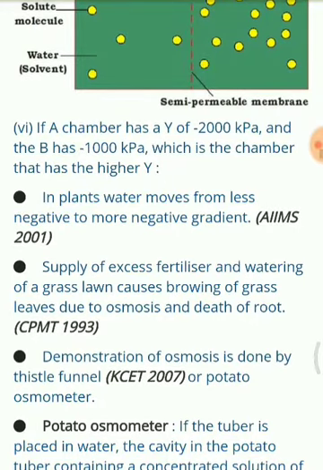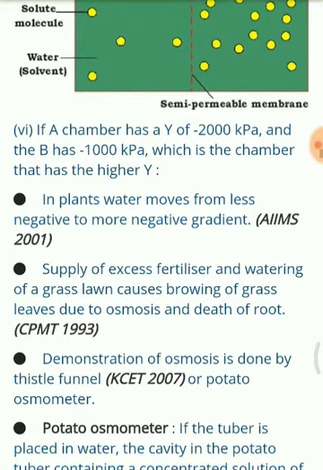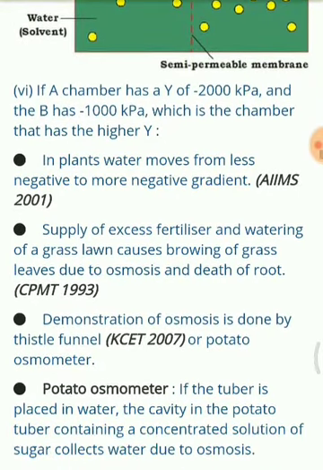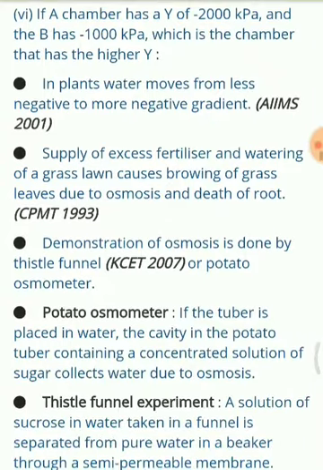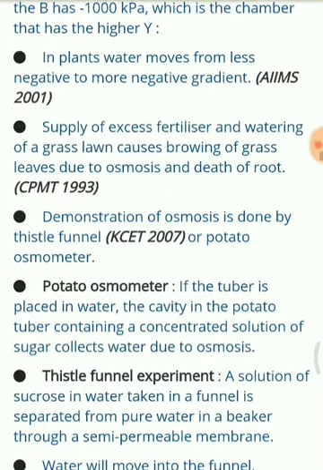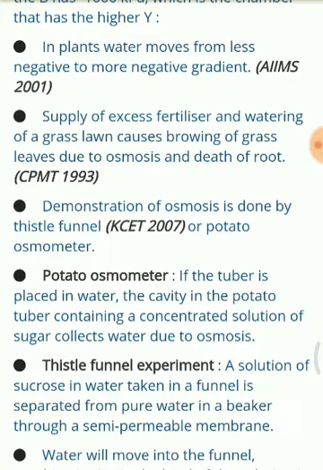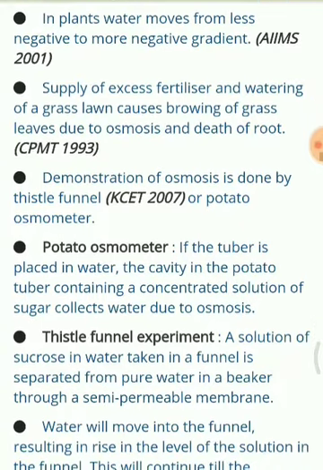Supply of excess fertilizers and watering of a grass lawn causes browning of grass leaves due to osmosis and death of roots. Demonstration of osmosis is done by thistle funnel or potato osmometer. Potato osmometer: if the tuber is placed in water, the cavity in the potato tuber containing a concentrated solution of sugar collects water due to osmosis.